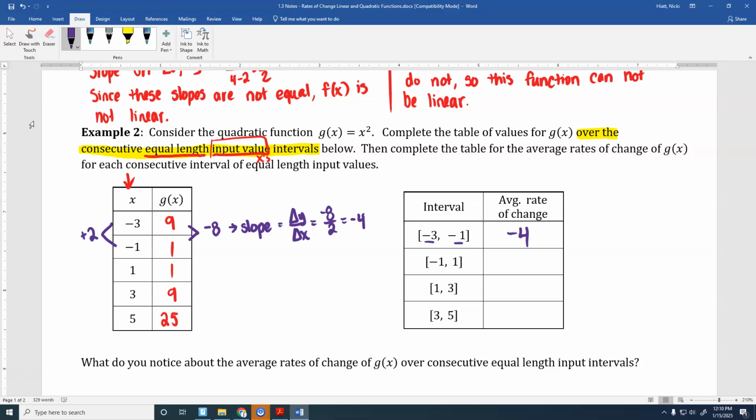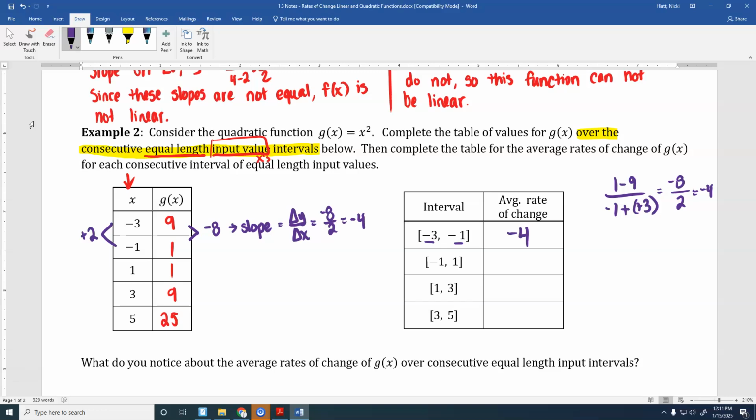So my average rate of change would be negative 4. Now, again, it's perfectly okay to take those 2 points and do 1 minus 9 over negative 1 minus negative 3 and do slope formula. That's going to give you negative 8 over 2, which is negative 4 that way as well. You can do slope formula. This is a little quicker to look at the table.